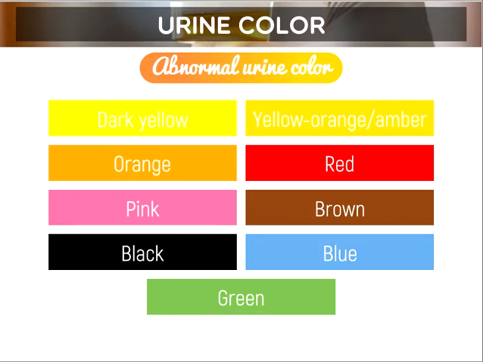Okay, so let's go back. So, abnormal urine can be dark yellow, orange, black, and white. Sorry guys, ma'am got distracted. So, we also have black, brown, and blue, and we also have green.